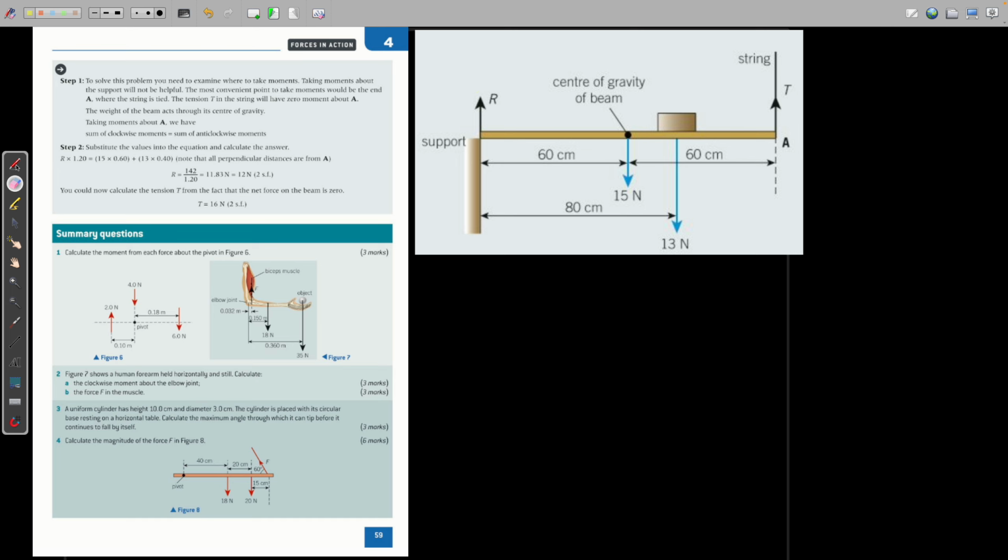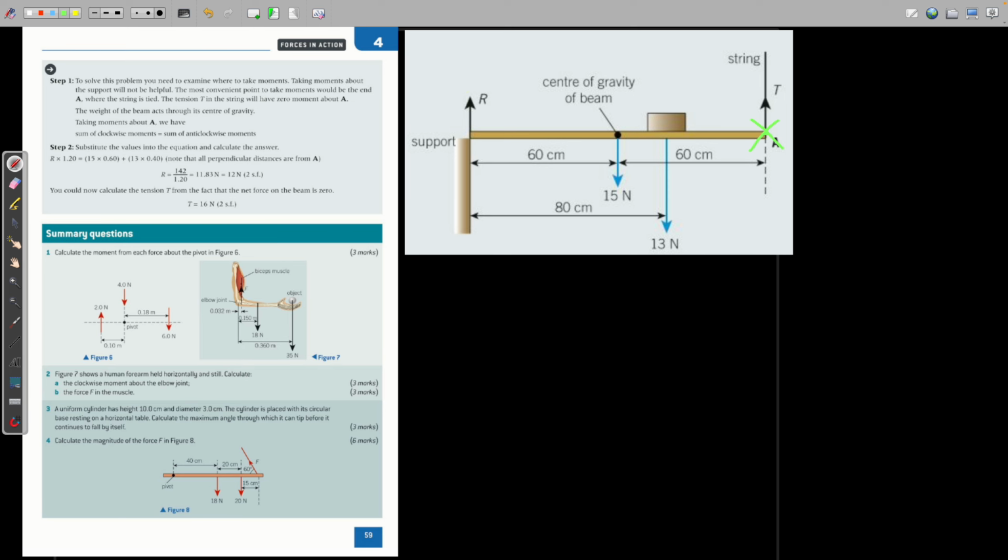So wherever you take a moment about, say if I take a moment about A, then I can ignore that tension force because the moment due to that tension is zero. So take the moment and it'll cancel out the unknown. So with respect to that pivot, the moment anticlockwise due to this force plus the moment anticlockwise due to this force must equal the moment clockwise due to this force. So these must be balanced if it's not moving, if it's not rotating around.